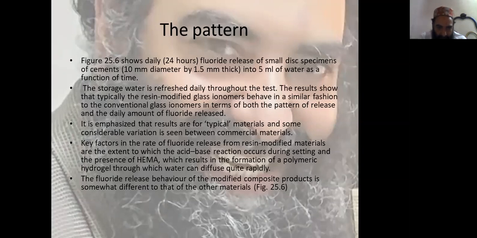Key factors in the rate of fluoride release from resin modified materials are the extent to which the acid-base reaction occurred during setting and the presence of HEMA, which results in the formation of a polymeric hydrogel through which water can diffuse quite rapidly. Fluoride release behavior of the modified composite product is somewhat different to that of the other materials.